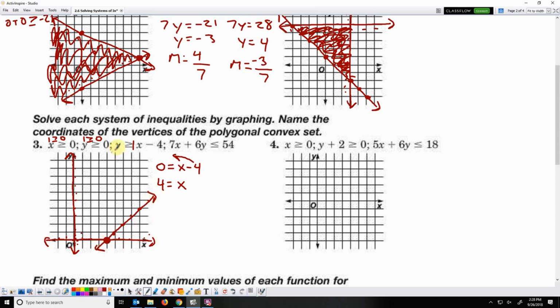Okay, now if I put in 0, 0, I get 0 is greater than or equal to -4, and that is true. This one wants to shade toward the origin. So now I've shaded this region all 3 times, and I've got a 4th inequality. Okay, so for this 4th one, if I put in a 0 for x, I get 6y is 54, and divide. Okay, so 6 goes into 54 9 times. So y is 9.